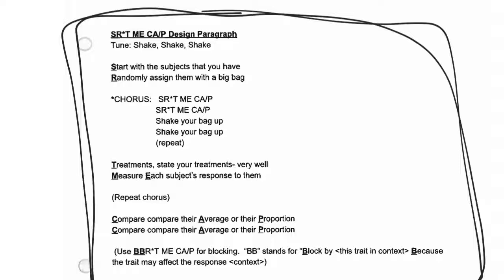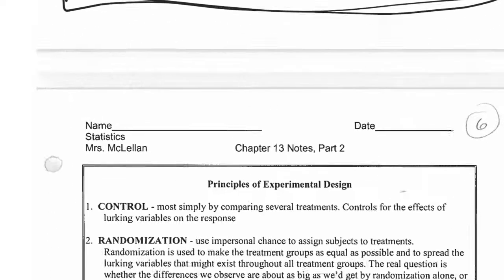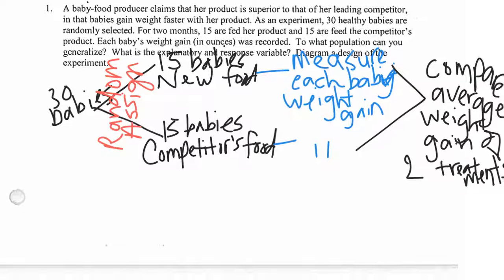Treatments, state your treatments very well. Then we're going to measure each subject's response. That's when we measured each baby's weight gain. And then we compare their average or their proportion. All right, so let me go ahead and play that song for you, and then we'll put it on our paper that we've got. We're going to apply each one of these letters to our picture diagram, and then we're going to write out the paragraph.